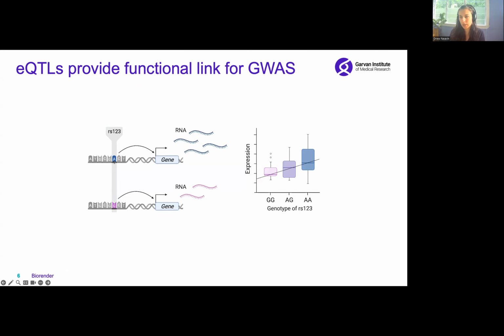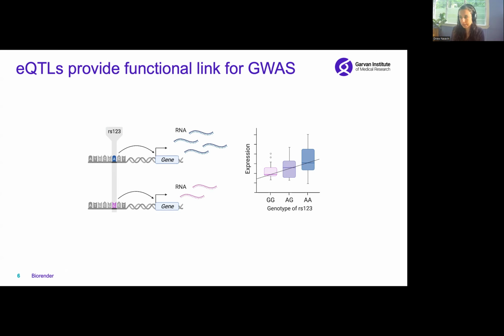And so here in this pictogram, I'm showing you what an eQTL might look like. So we have a genetic variant where you can either carry the A or the G allele. You can either have two Gs, heterozygous, A or G, or two A alleles. And here I'm showing that through long distance regulatory mechanisms, the A allele seems to result in a higher expression of this gene, where the G allele has less expression.